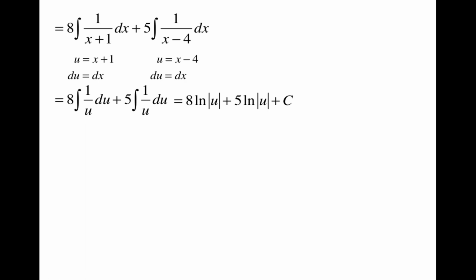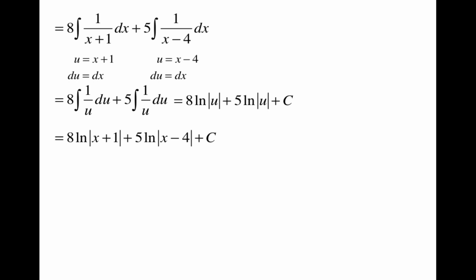Now I can go ahead and replace u with the appropriate ones. So that first u was the x plus 1, and the second u was x minus 4. Now if there's too many u's, you could do u here, and you can choose a different letter here. You could choose w or v or t or whatever you like. Now, of course, technically you're done.